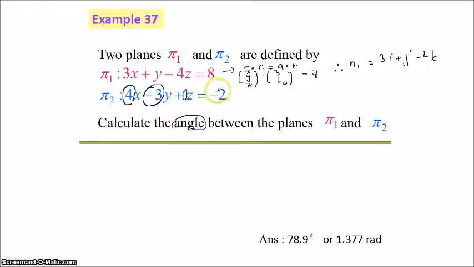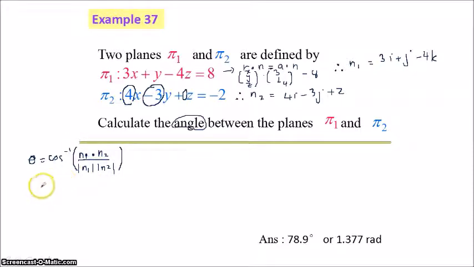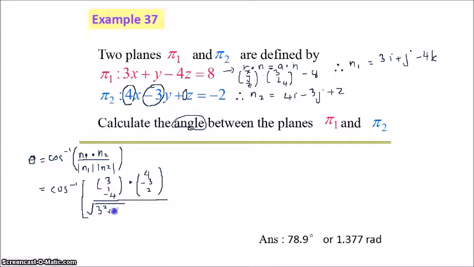And what is the normal vector for plane pi 2? That is 4i minus 3j plus k. So we use the formula for the angle between two planes: cos arc of n1 dot n2 divided by magnitude of n1 and magnitude of n2. We already have the values, so just substitute into the formula. Remember, when you do the dot product, you must get a scalar value. Over the modulus of n1, we have 3 squared plus 1 squared plus negative 4 squared, and for n2, we have 4 squared plus negative 3 squared plus 1 squared.